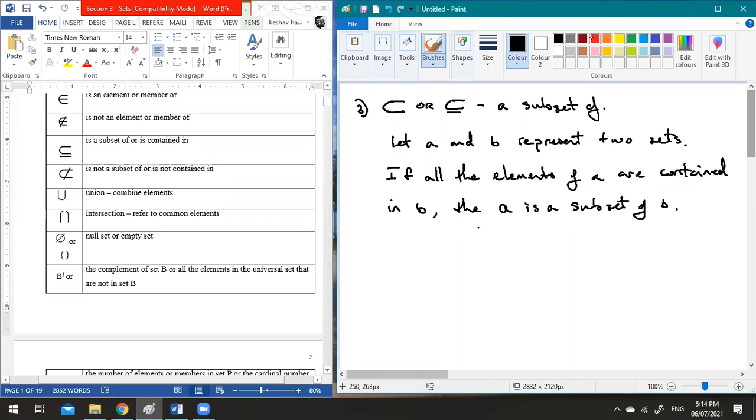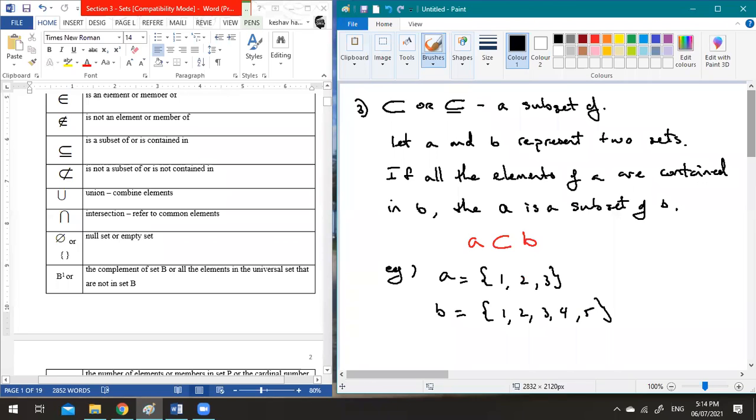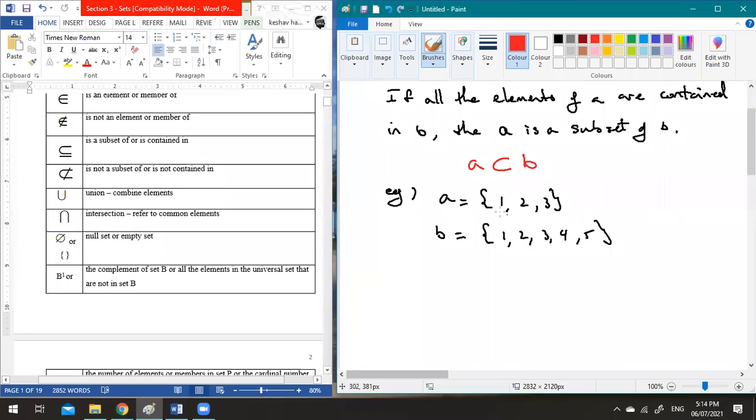Now what does this mean, or how do we write this? We'll say A is a subset of B. So an example would be if A represents the set 1, 2, 3, and B represents the set 1, 2, 3, 4, 5, you can see that all the elements in A are contained in the elements of B. So we can say that A is a subset of B.